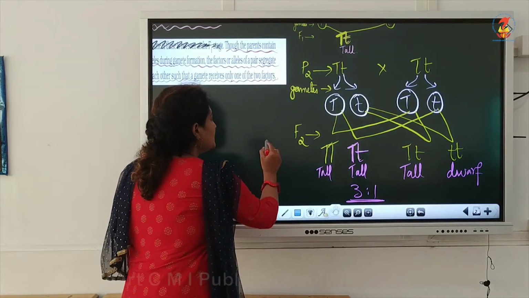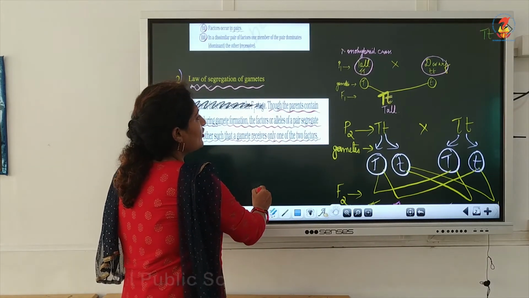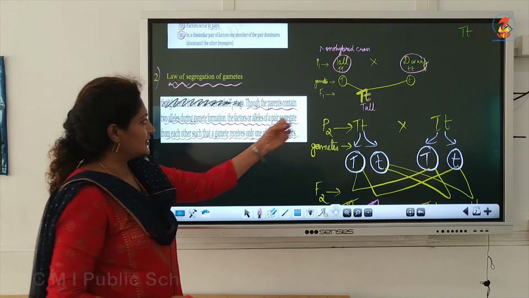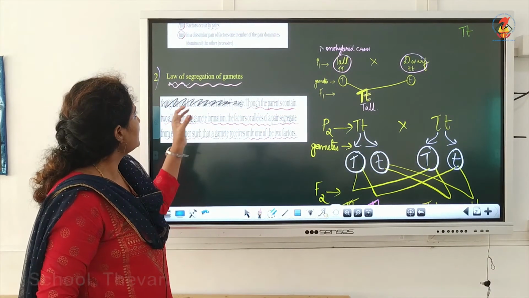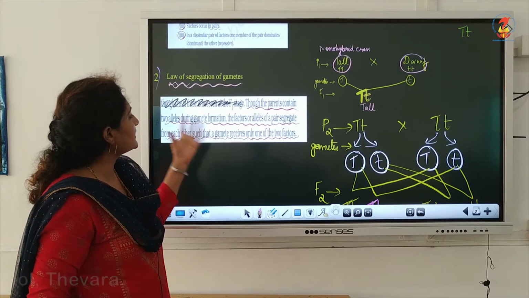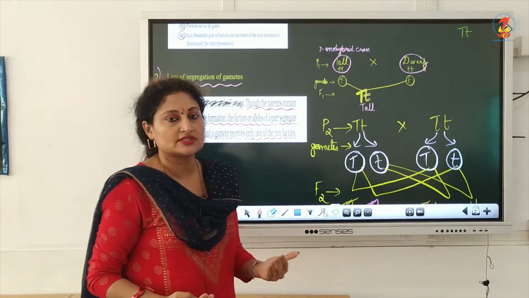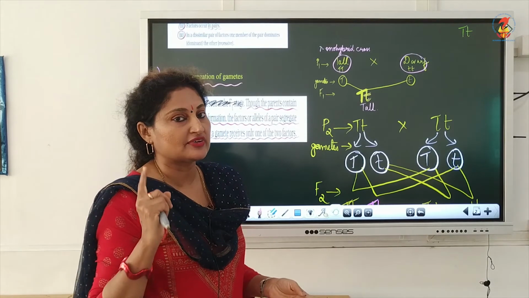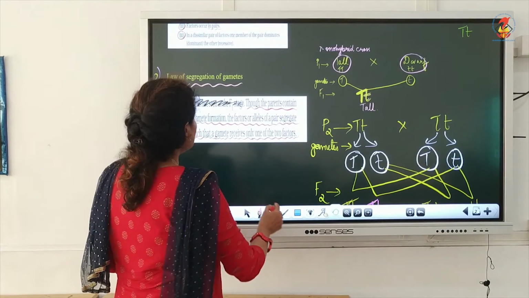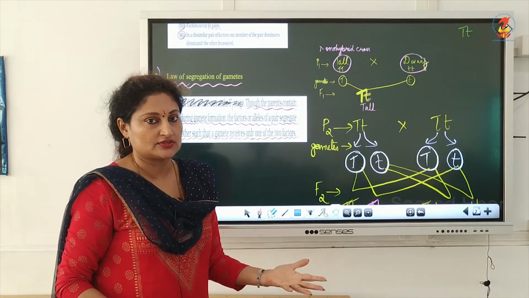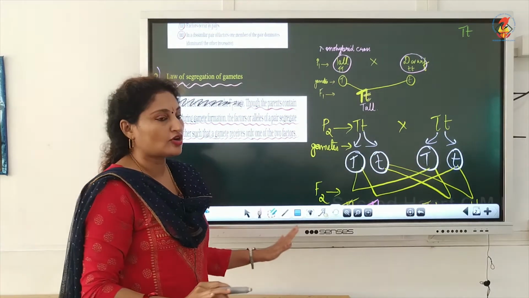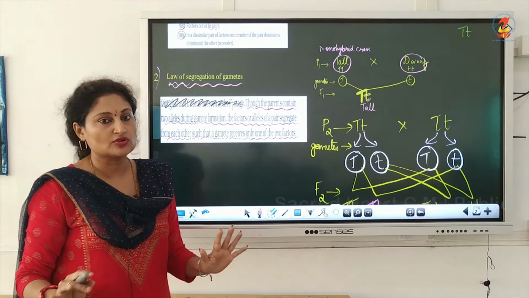So, we can see the first law and the second law are obtained from the monohybrid cross. Mendel proposed the first law and second law from his monohybrid cross, that is a cross where the parents were differing in one character. Now, we are going to the third law. The third law is going to be derived from a dihybrid cross. So, now I am done with the monohybrid cross. I hope you have understood how to work out a monohybrid cross.